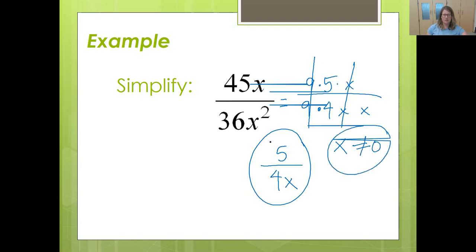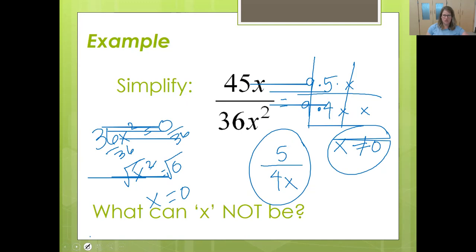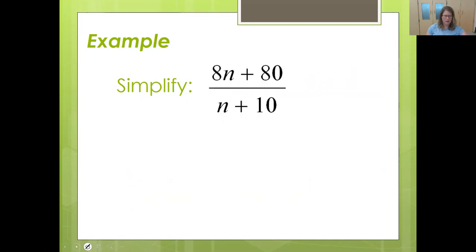Again, x can't be 0. Because if I set 36x squared equal to 0, I divide both sides by 36. X squared equals 0. And then in order to get rid of the square, I would take the square root. Those cancel each other out. And the square root of 0 is 0. So again, x cannot be 0. Okay, so we always need to, on these, state that excluded value. It just means what can x not be, what's undefined, what values of x make this undefined.